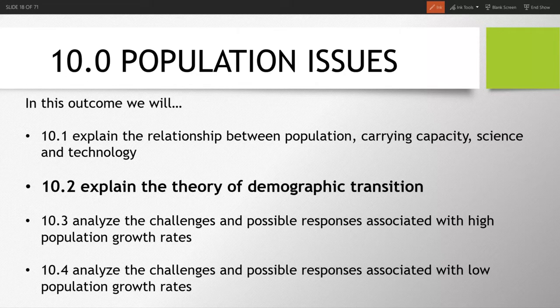Hello and welcome to Social Studies 3201, Unit 4, Population Issues. Today we will look at Outcome 10.2, Explain the Theory of Demographic Transition.